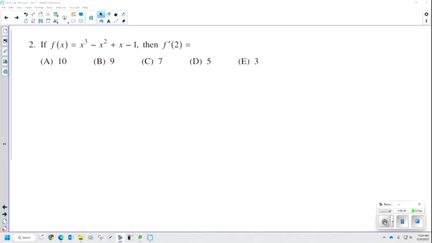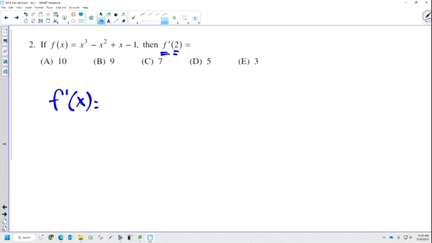Number 2, it's a basic problem here. If f of x equals x cubed minus x squared plus x minus 1, then f prime of 2 is. They are just asking us for the derivative of f at x equals 2. So let's first find the derivative of f.